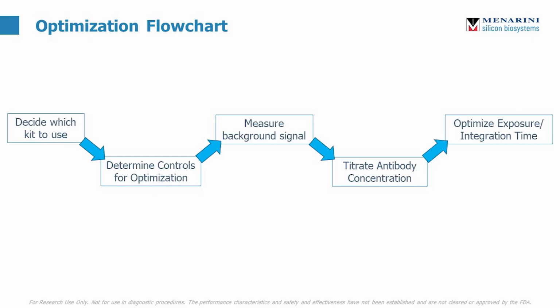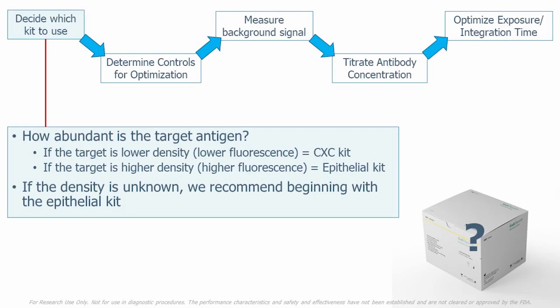Here's a flowchart that describes the process. We'll make this talk available after the chat, so you can take another look later, or you can always reach out via email if you need help optimizing your marker. To start, decide which kit to use. In order to do that, you'll need to ask yourself, how abundant is my target antigen? If it's lower density, we recommend starting with the CXC kit. If it's higher density, start with the epithelial kit. If the density is unknown, we recommend beginning with the epithelial kit.